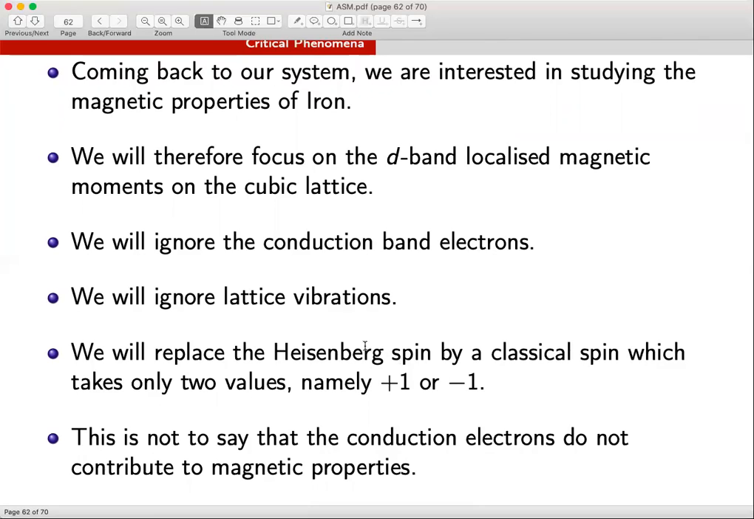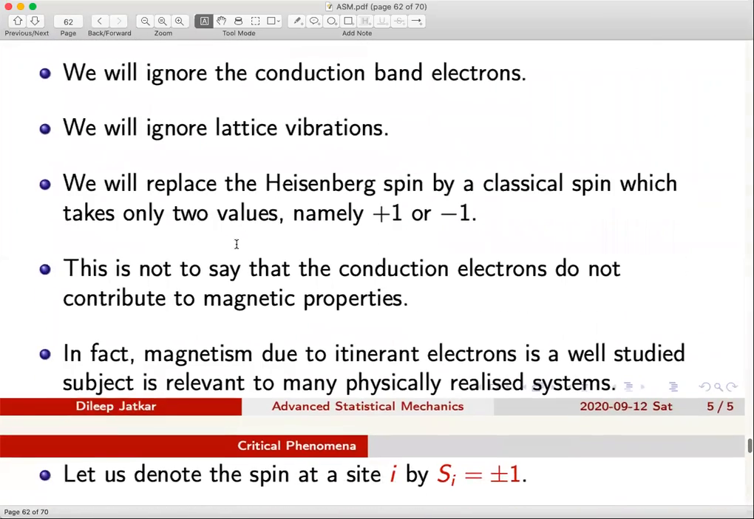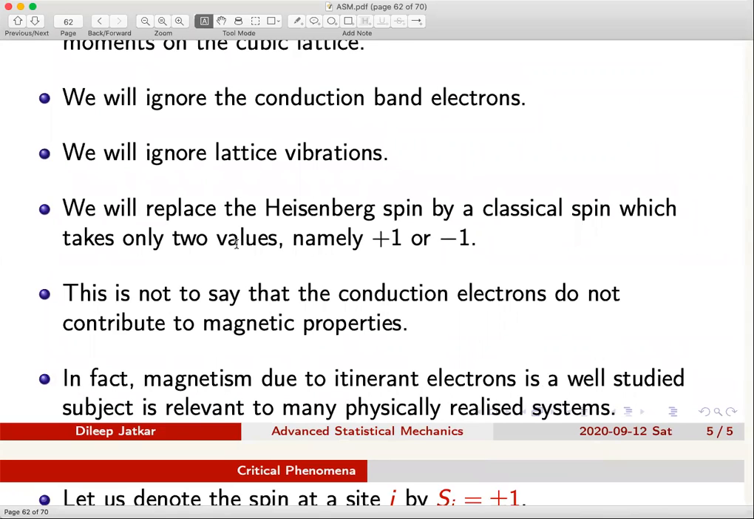Now this may give you an impression that in many of these magnetic systems, the conduction electrons may not be important. But that is not really the case. In fact, there are situations where the conduction electrons do contribute to the magnetic properties. Magnetism due to what are called itinerant electrons is a very well studied subject and is relevant to many physically realized systems. So it is not that only localized magnetic moments contribute to the magnetic properties of the system. Even itinerant electrons are important. But as far as our problem is concerned, we are not going to look at that setup.